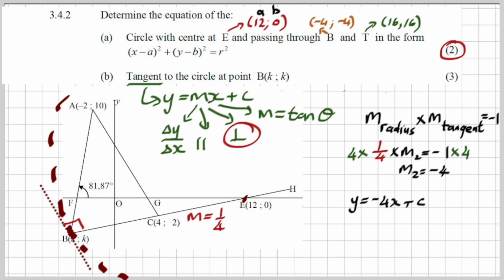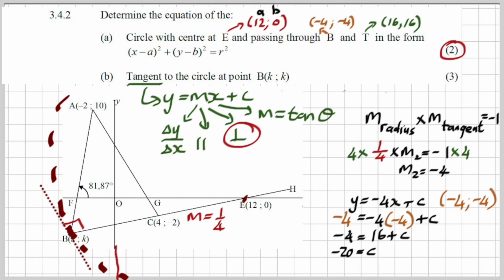And through what point does this tangent pass? Well, it passes through (-4, -4). So I'm going to substitute that in and calculate c. So c is -20. And that makes sense, again, because it's going to cut my y-axis somewhere here at the bottom. So definitely it must be smaller than 0, which gives me a final equation of y equals -4x minus 20. Wow, I love mathematics. I love analytical geometry.